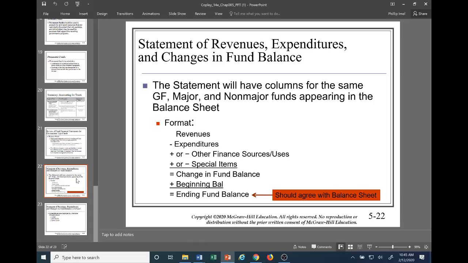Then the items to expect to see in here, other financial sources. You just told me what that was. That's transfers in, issuing debt, and then the uses, transfers out. You've made that clear to me. Special items, plus or minus special items. What's that stuff we would expect to see in that?